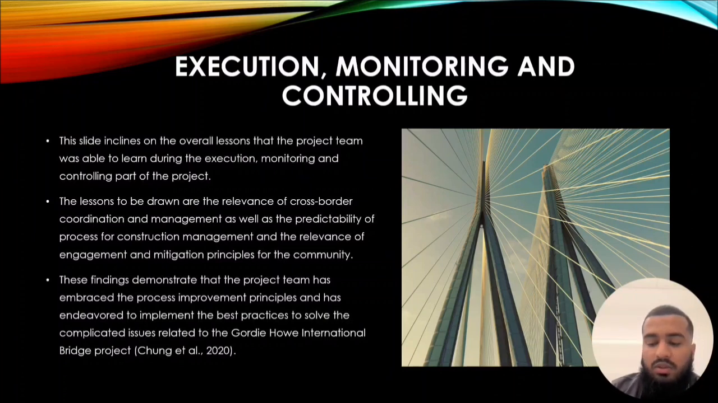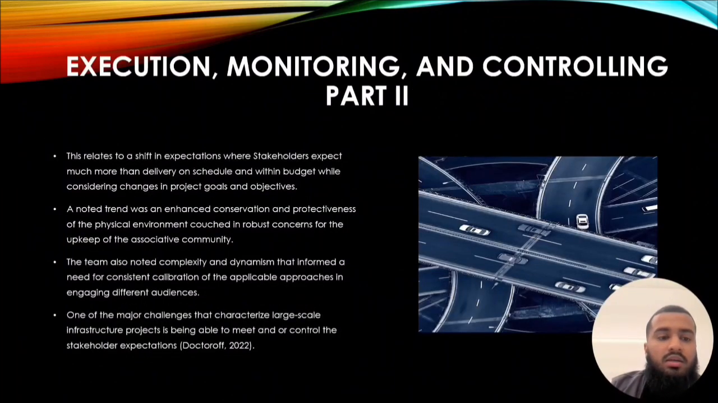And going to the third one, this is related to the schedule and the stakeholders, who will explain much more about the schedule with the budget while coordinating the project goals and objectives. The team also noted the need to maintain calibration of the applicable period and to ensure adherence.